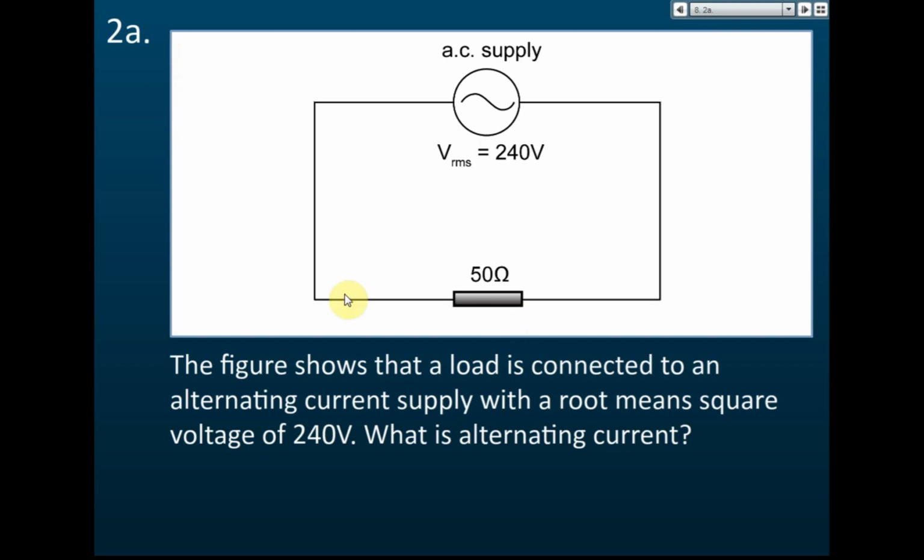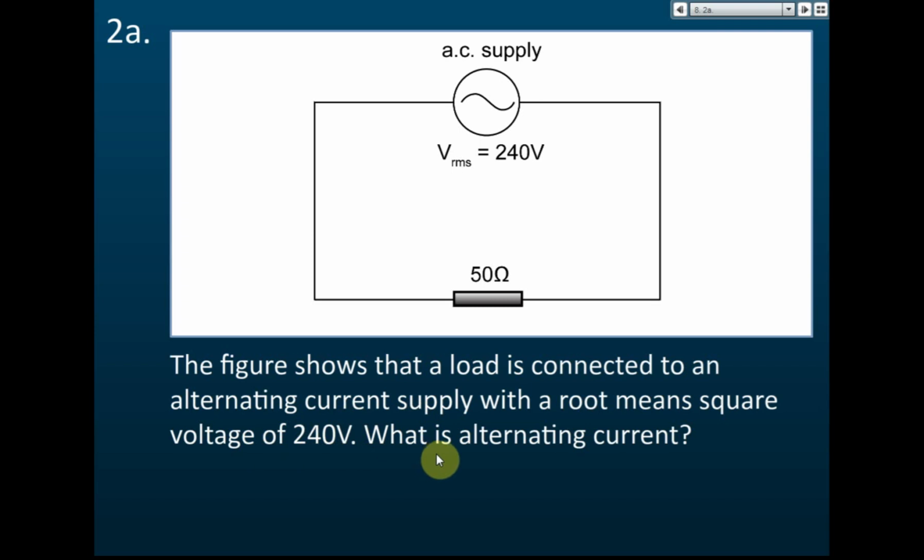Question 2a. In this question, we can see a circuit with an alternating current supply. This is the symbol for an alternating current supply. It is labeled that the VRMS, the root mean square voltage of this supply, is 240 volt. Then there's a resistor, and the resistance is 50 ohm. So the figure shows that a load is connected to an alternating current supply. The load is the resistor, okay? The load is connected to an alternating current supply with a root mean square voltage of 240 volt.